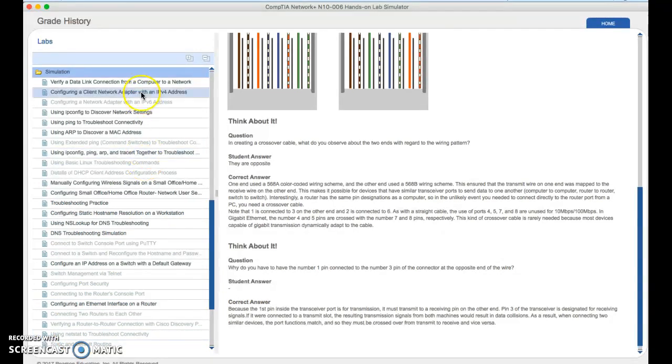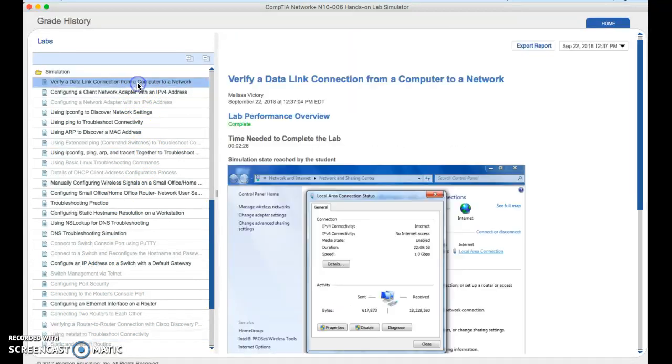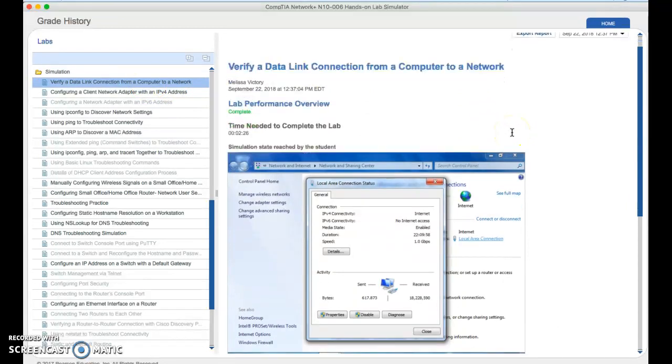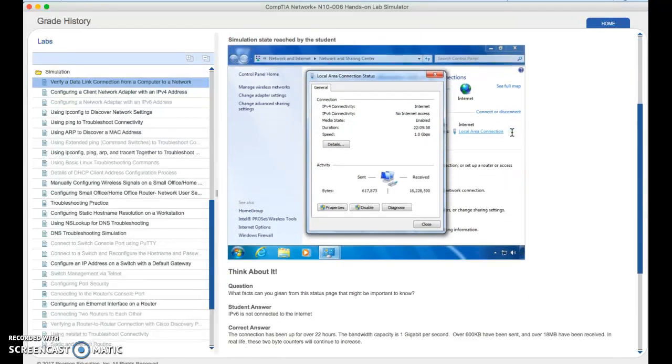The last part was the simulations. I struggled a lot in this department. I'm not sure I understood things. The first one I did was the verify a data link connection from a computer to a network. That one I think I did okay.